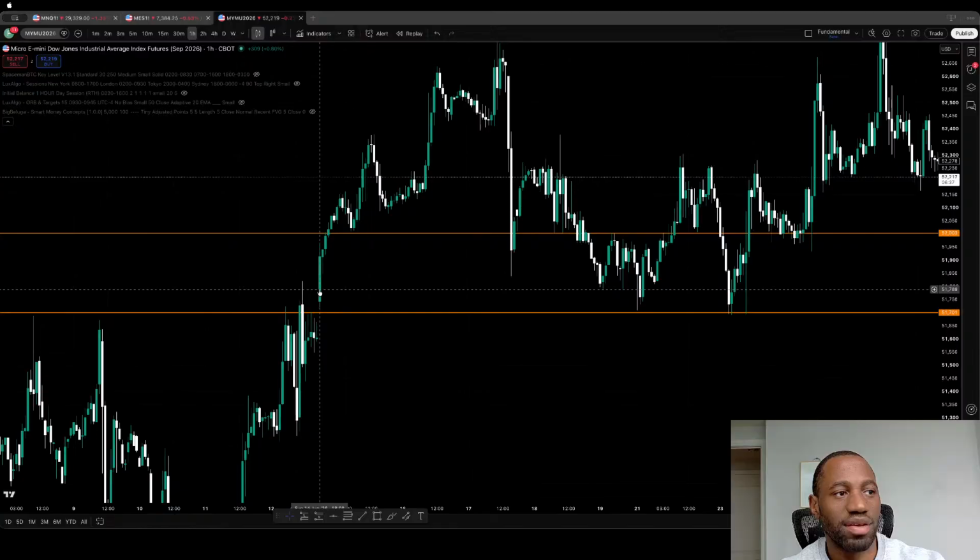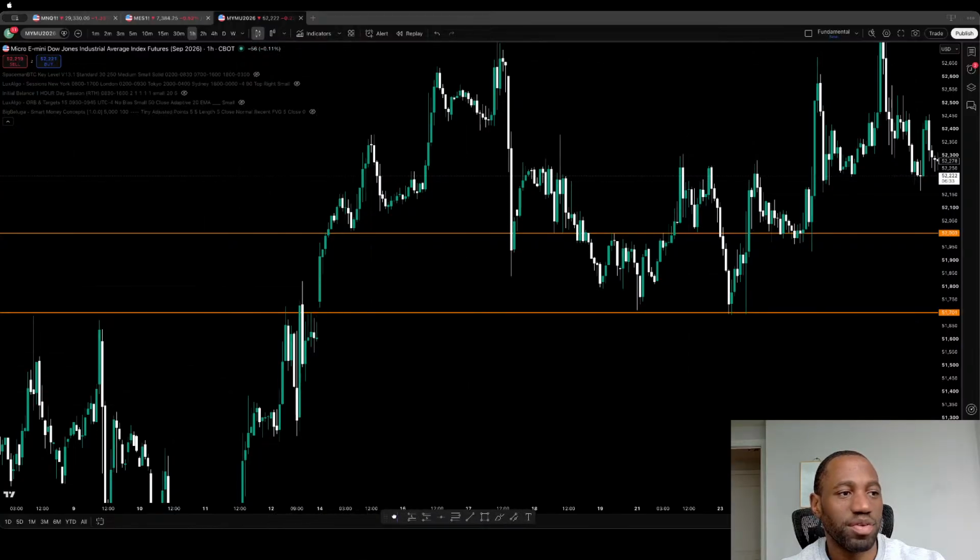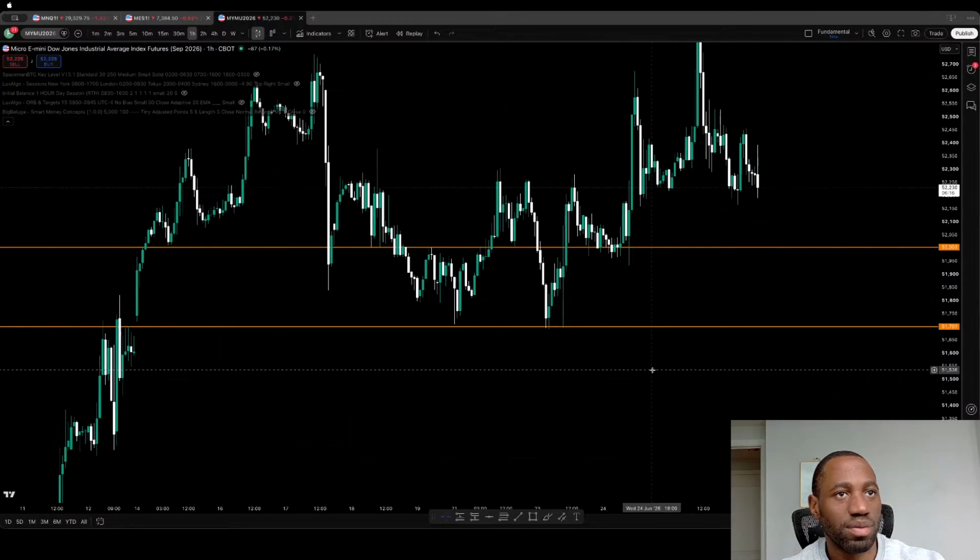So on the Sunday evening, when the market reopened, let me just move that out of the way in case you guys can't see it. So you can see on the Sunday, and this was for June the 14th, we have this gap up, and then we have a gap down here at 51,663. We could see that gap has not been filled.